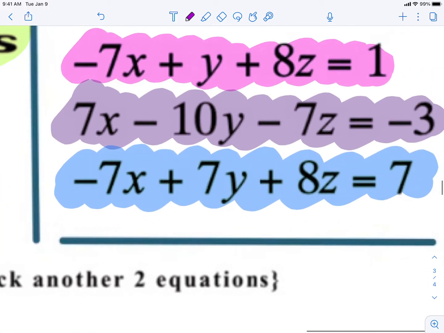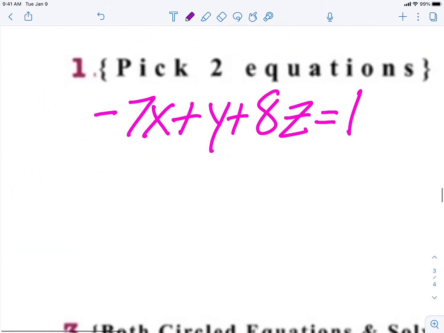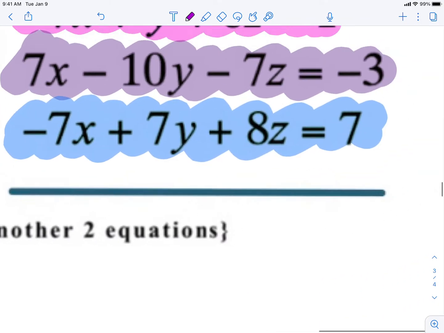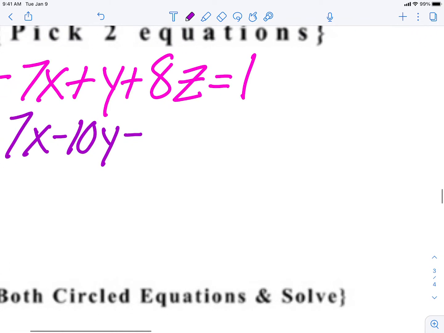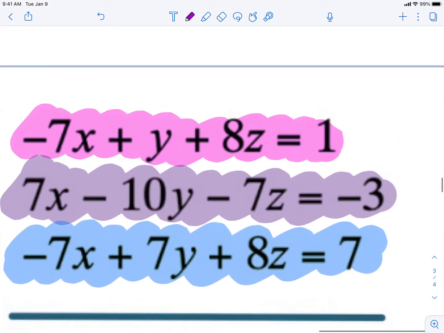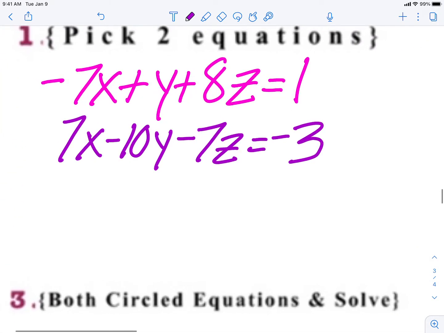My second equation was purple, so let me switch to purple. 7x minus 10y minus 7z is equal to negative 3.